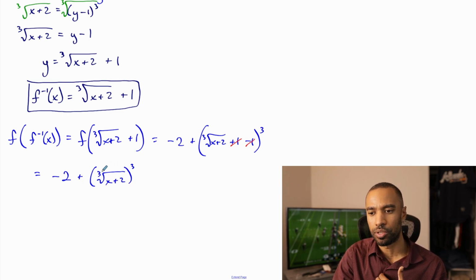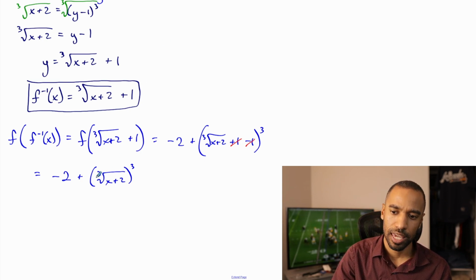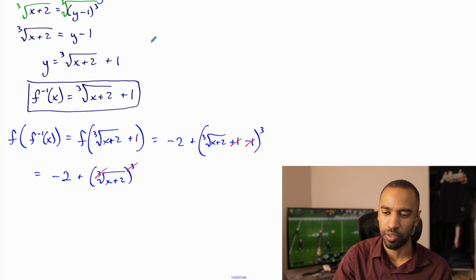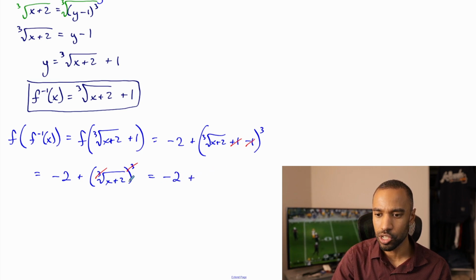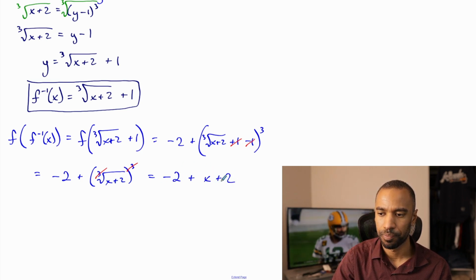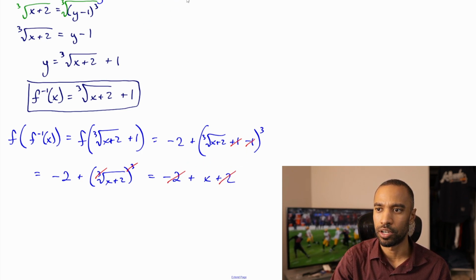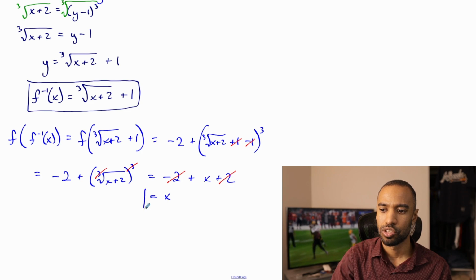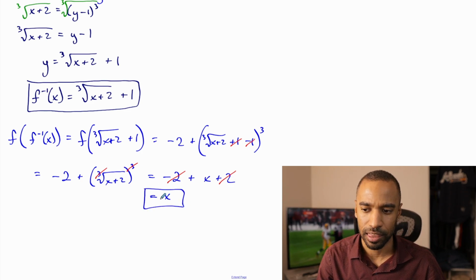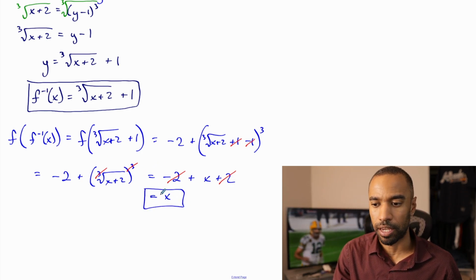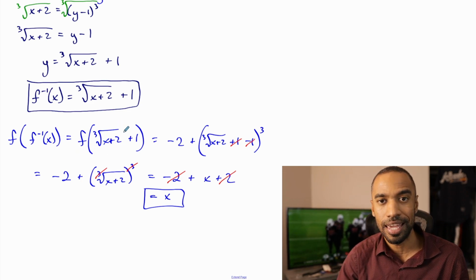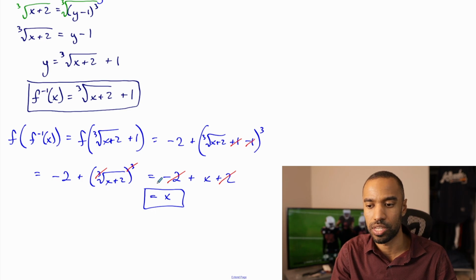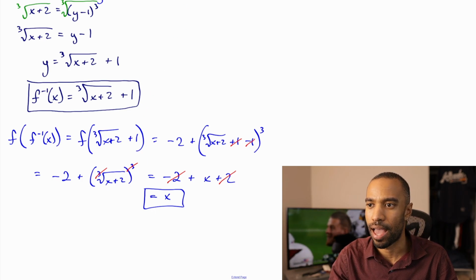Well, what happens when you cube a cube root? Those cancel themselves out as well, and you'll just be left with that x plus 2 there. So now we have negative 2 plus just that quantity there, just the x plus 2. And now I have negative 2 plus 2, which is 0, and we are just left with x. So we have just confirmed by composing those two functions that we got x. And we should, whenever we have a function with its inverse. When we compose a function with its inverse, it should simplify to just x.